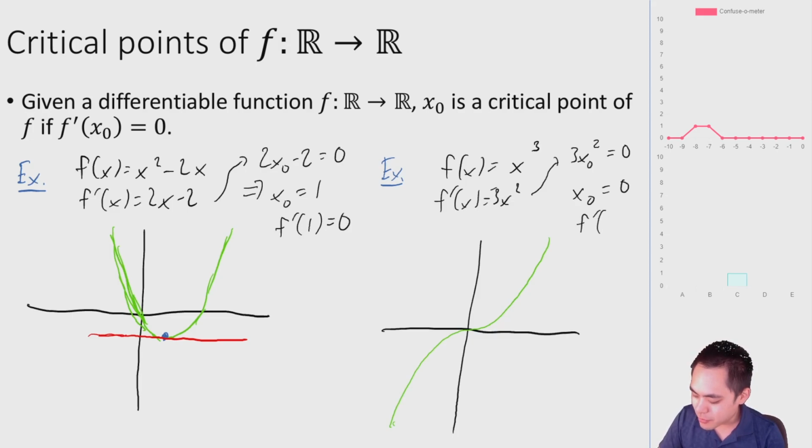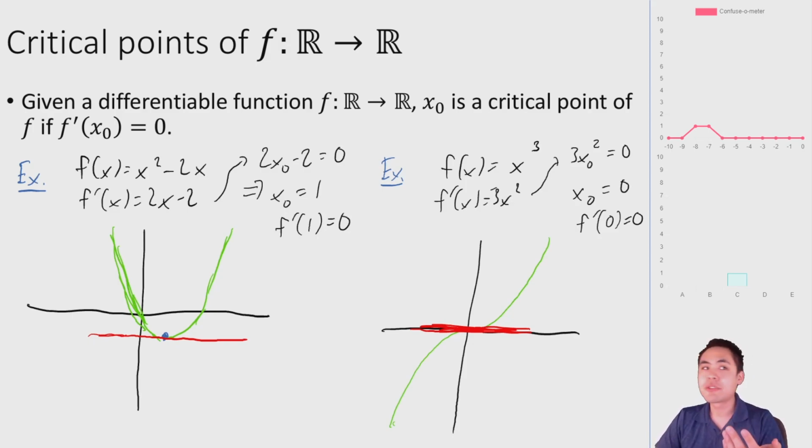And you'll notice that f prime of 0 is actually 0. So if you look at the tangent line here, it is still horizontal, but it's not a local minimum or a local maximum. Instead, it's an inflection point, or sometimes you call them saddle points. So regardless, it is still a critical point, but it isn't a maximum or minimum.